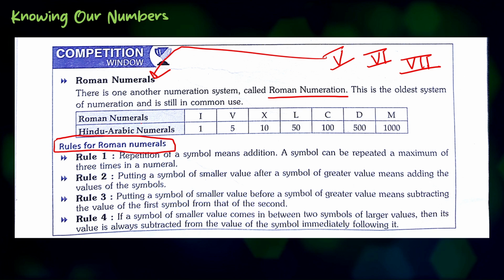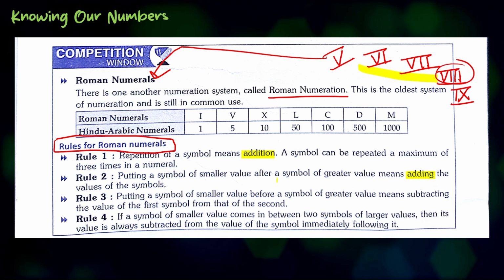Rule number 1. Repetition of a symbol means addition. A symbol can be repeated a maximum of 3 times in a numeral. That's why we write 8th standard like this, and the next standard, which is 9th, like this. So repetition can be done 3 times. That's what they mean. Rule number 2, putting a symbol of smaller value after a symbol of greater value means adding the values of the symbols.